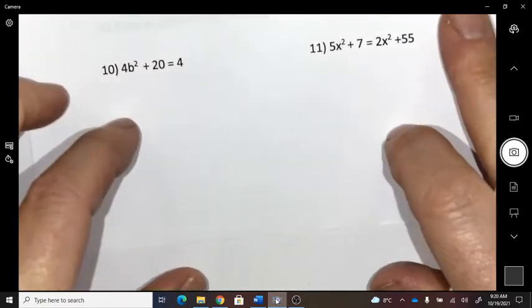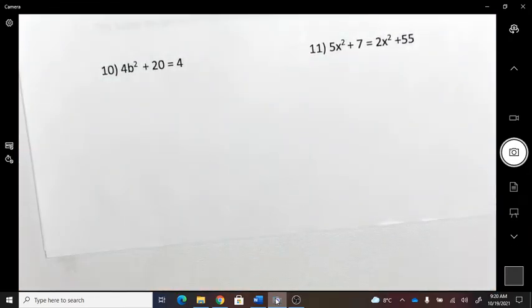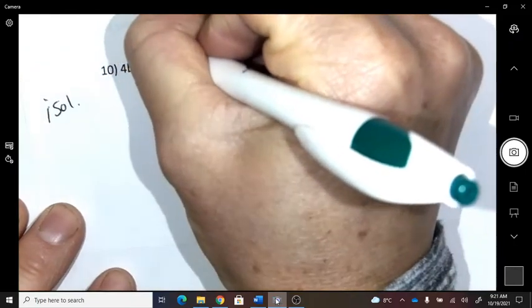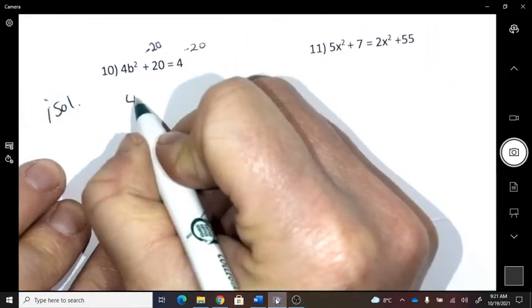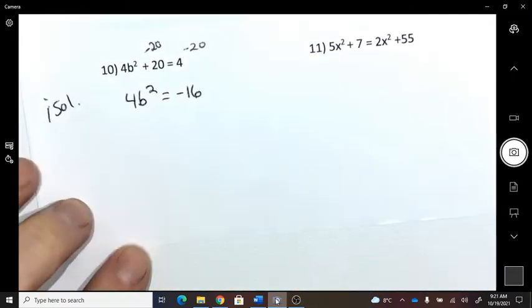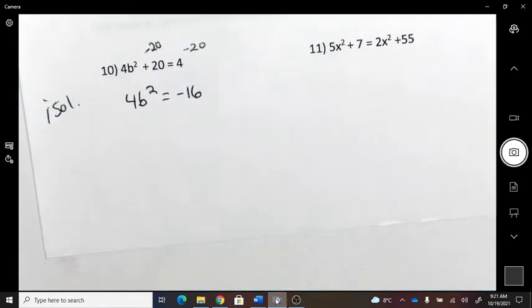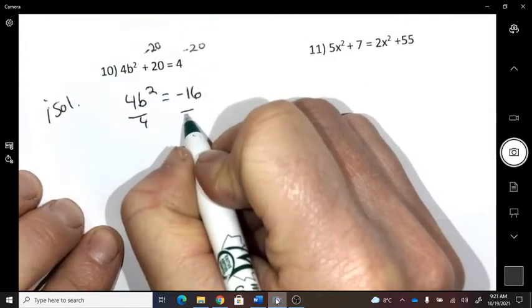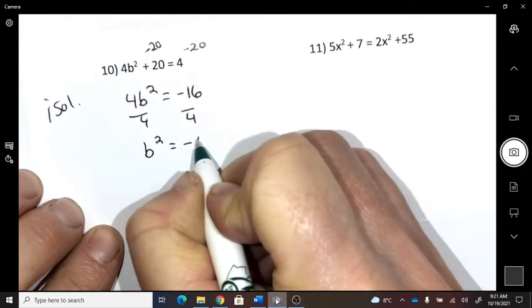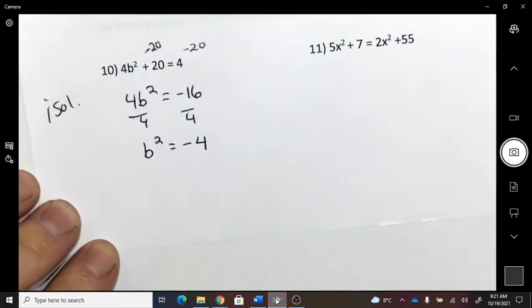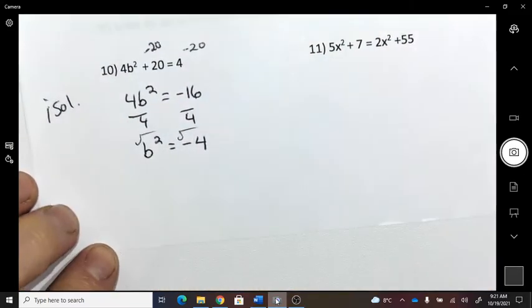Okay, number 10. What do you want to do? Isolate. I only have one variable, that b squared, so I got to get it alone. So I'm going to be moving stuff away from it. So minus 20. I'm going to divide by 4. To get b alone, I will need to square root.